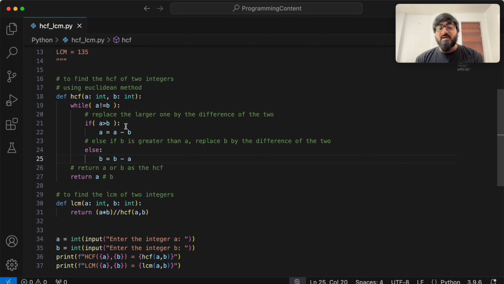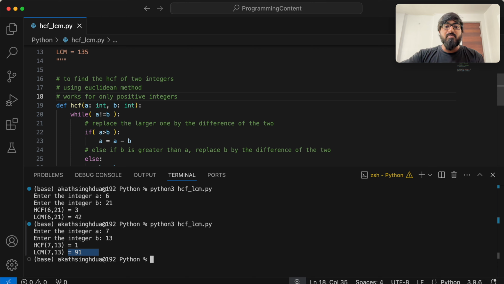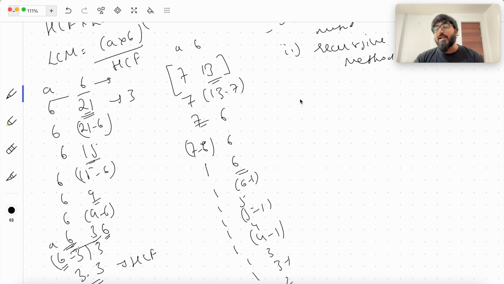The problem with this method is it does not work for negative integers, only for positive integers. For example, if I have to find the HCF for minus 3 and 5, so this is going to be 1 into minus 3, 1 into 5. If I do A and B, you replace the larger one by the difference. So this is the larger one, replacing it by the difference, this is going to be 8.